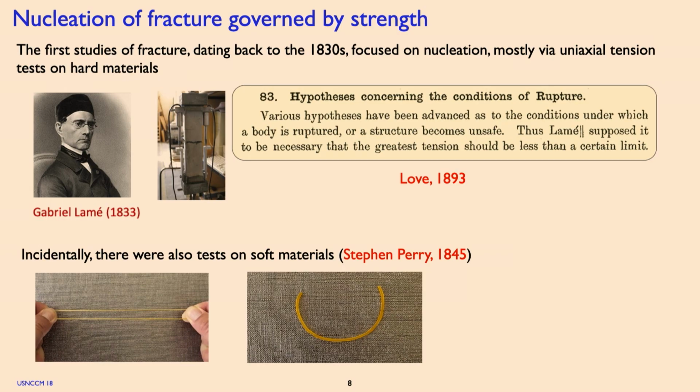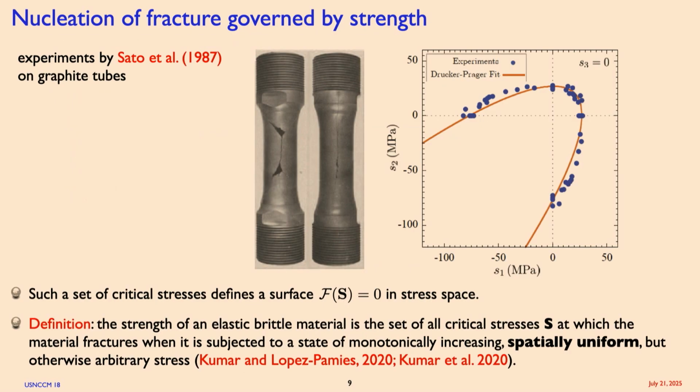Now, fast forward to modern times. More recently, this is what it looks like where we change things from uniaxial loading to multi-axial loading. So what do we see experimentally? So this gives you some idea. These experiments are not easy to do, but you can find them. These are experiments on graphite tubes where the tube was subjected to an internal pressure, but then also loaded axially, and this allows the modulation of the principal stresses.